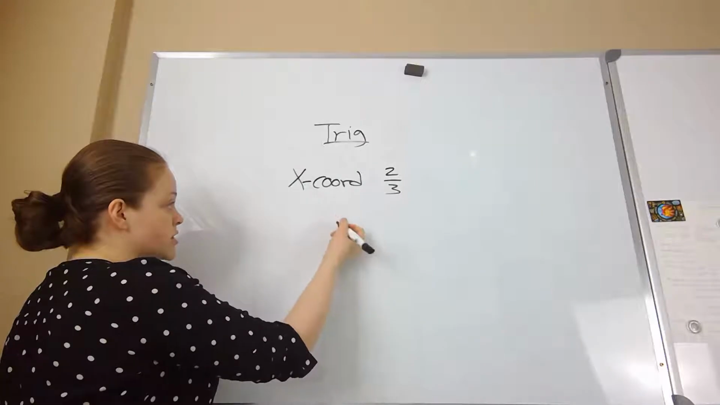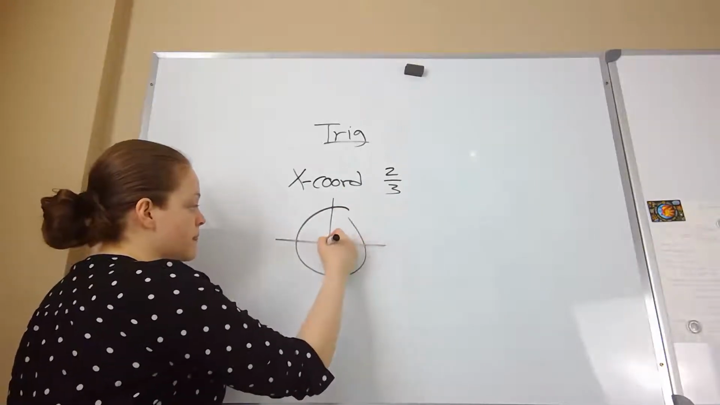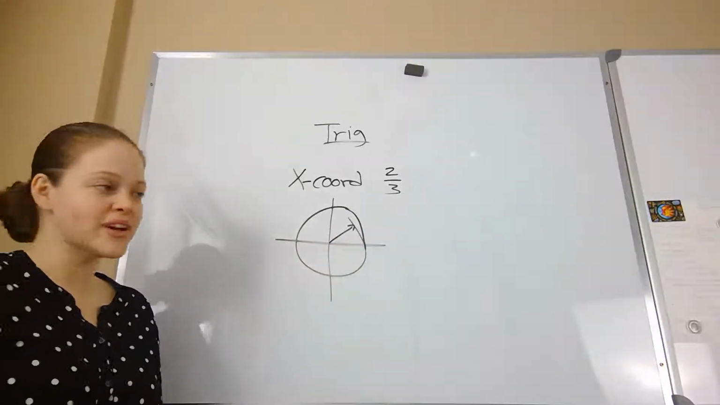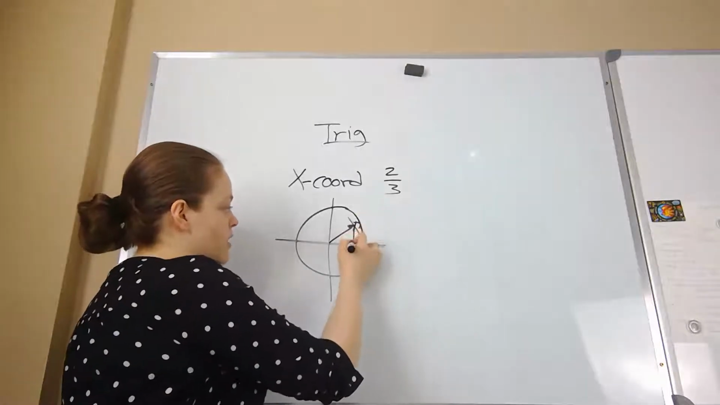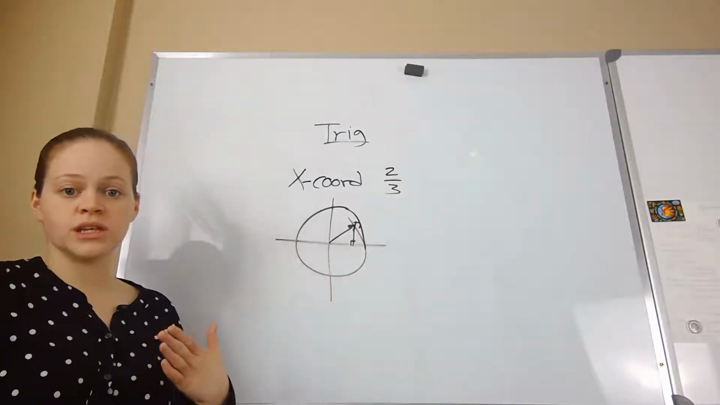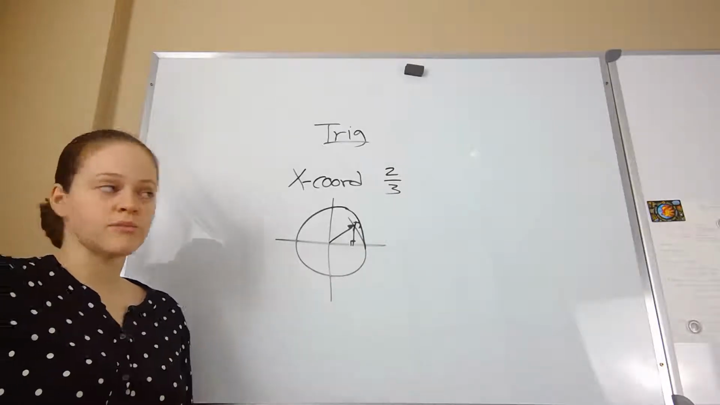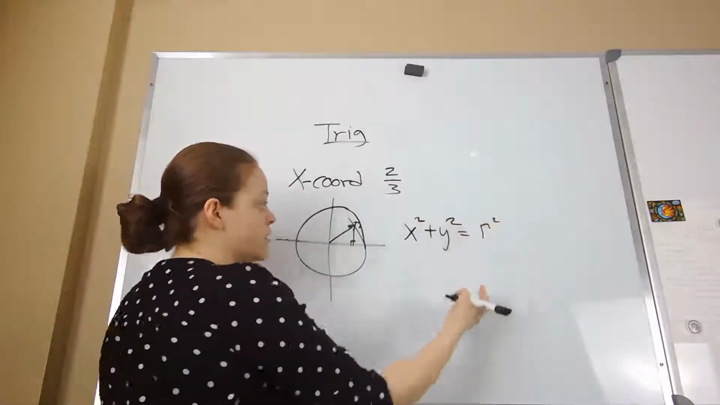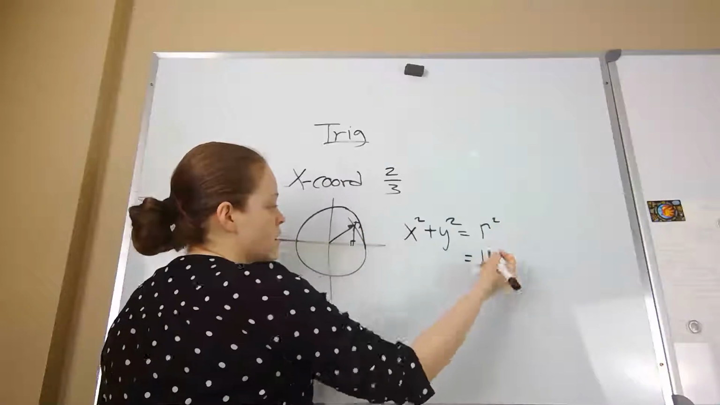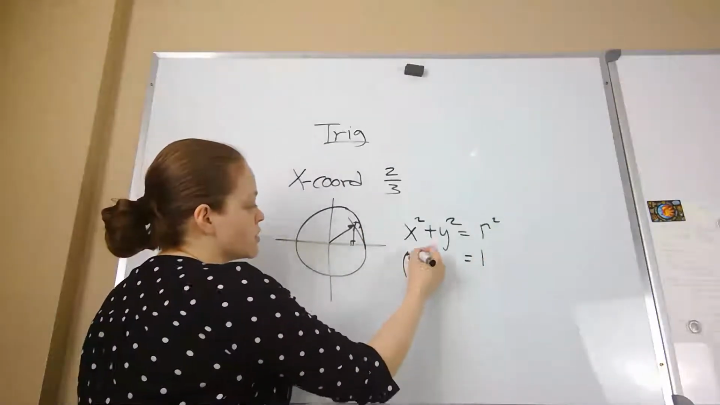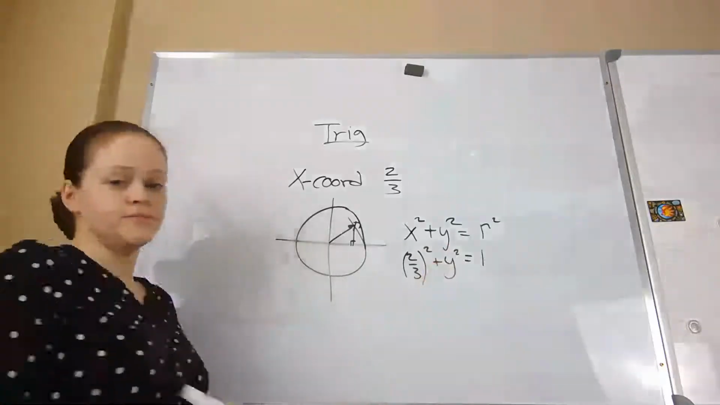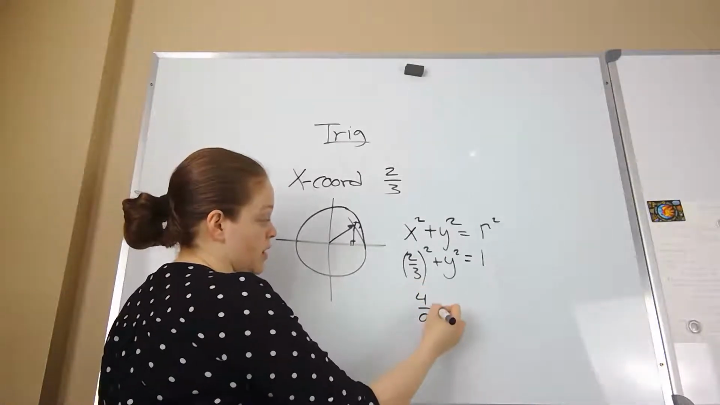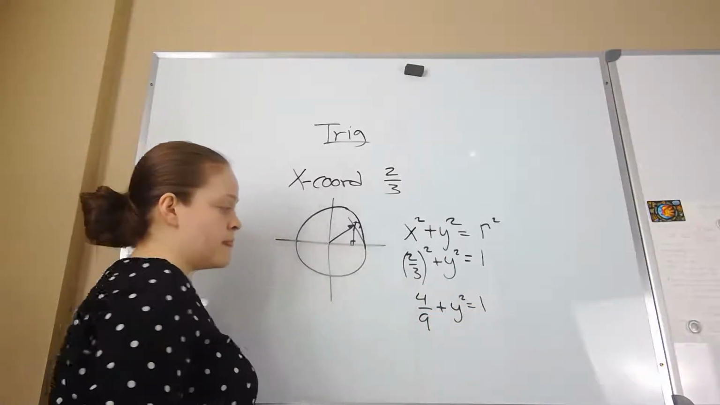So all you need to do is you know that the unit circle has the radius of 1, right? And they also make the right angle triangles. So we can use the Pythagorean theorem. So we have x squared plus y squared equals r squared. R being the radius is 1, and 1 squared is just 1. So then we have 2 over 3 squared plus y squared. So 4 over 9 plus y squared equals 1.